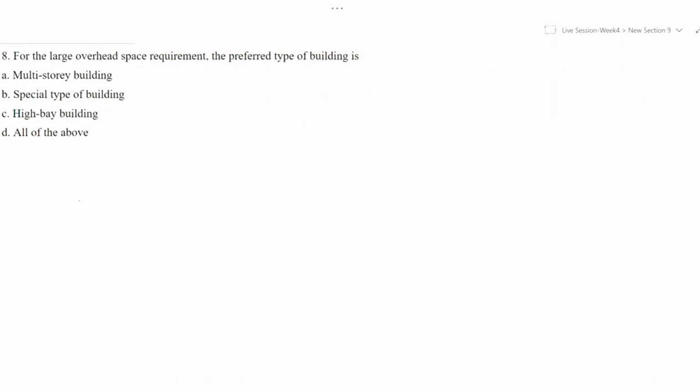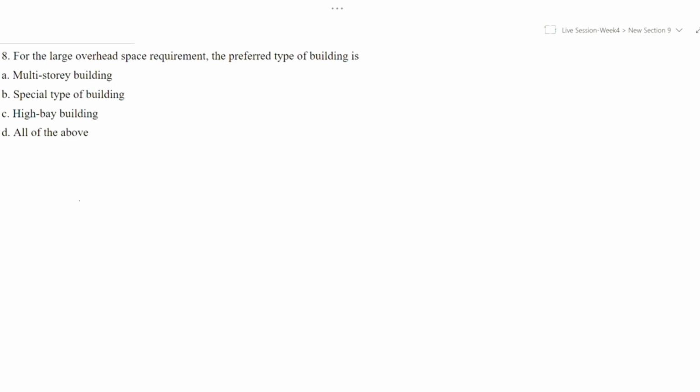For the large overhead space requirement, the preferred type of building is multi-story building, special type of building, high bay building, or all of the above. In case of multi-story building, as we know, this does not suit manufacturing conditions except for the criteria explained before: the product should be light in weight, very heavy machinery should not be required, and the land cost is very high. Only in those conditions we usually prefer the multi-story building.